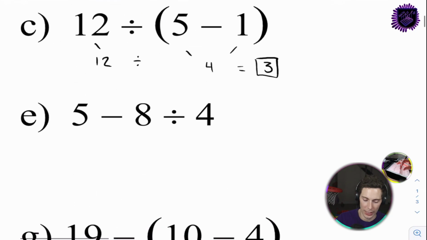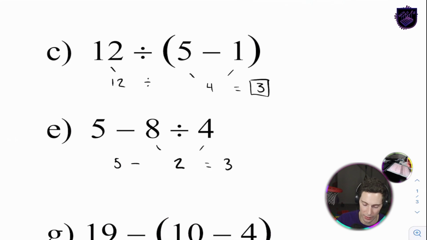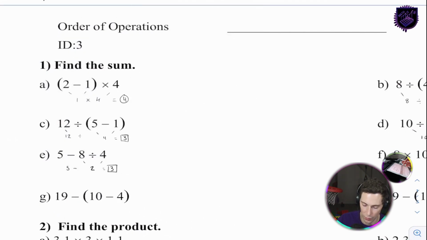Now, for E, there's no parentheses, but there is still a multiplication and division symbol, which comes before the addition symbol. So we're going to do this section first here. So 8 divided by 4 is equal to 2, and then 5 minus 2 is equal to 3. This is really important that we do these in the proper order. 3 is our answer. 1F.